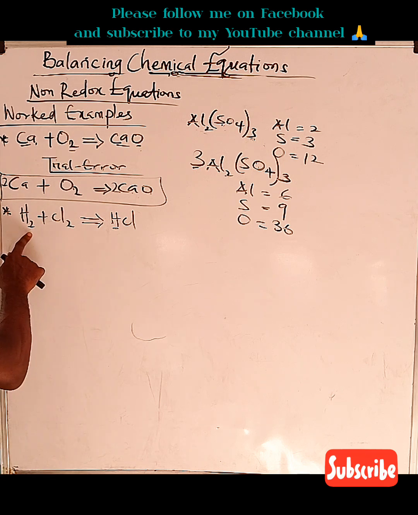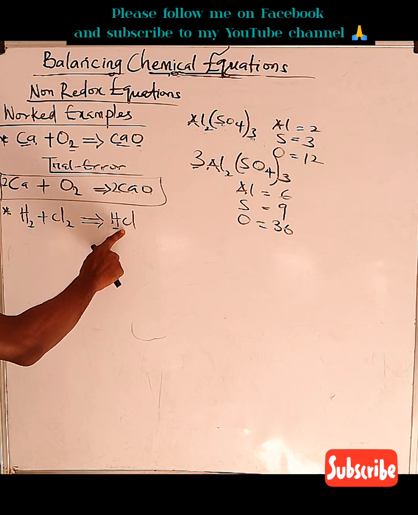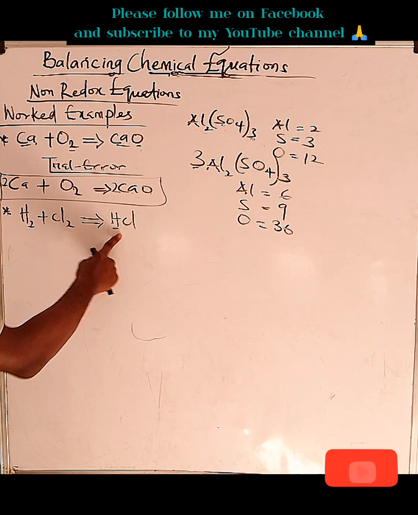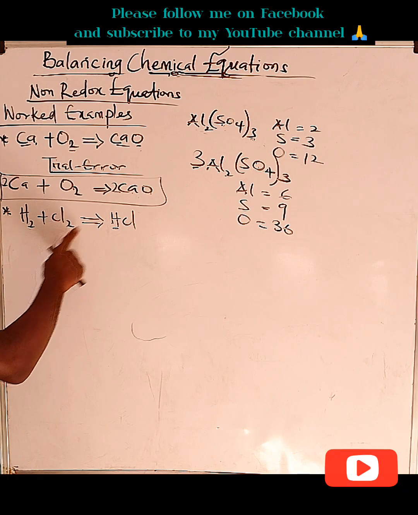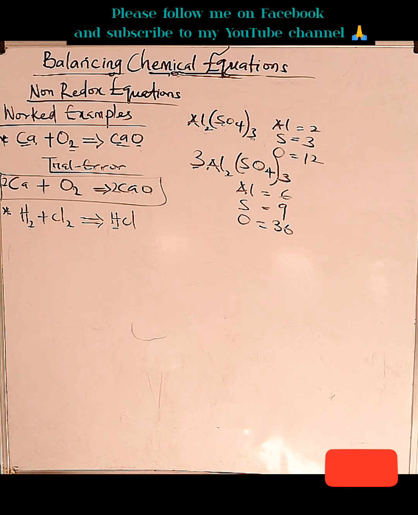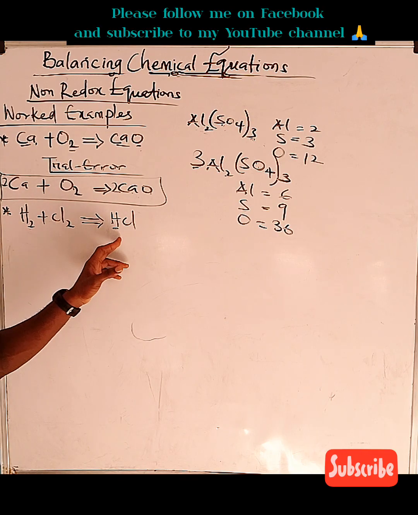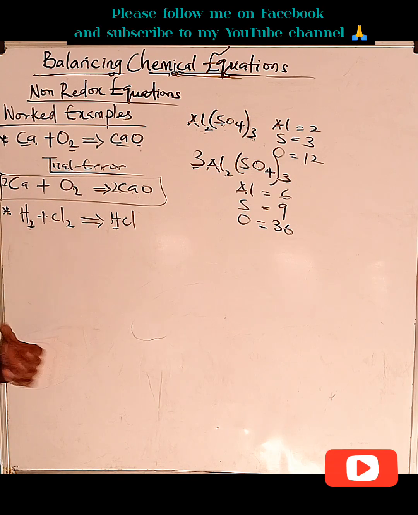So if you look at hydrogen here, we have 2 atoms of hydrogen compared with 1 atom of hydrogen here. Chlorine here is 2 atoms of chlorine. Chlorine here also is 1 atom of chlorine. So as you can see, this is not balanced. Hydrogen 2, hydrogen 1, chlorine 2, chlorine 1. So how do we balance it?